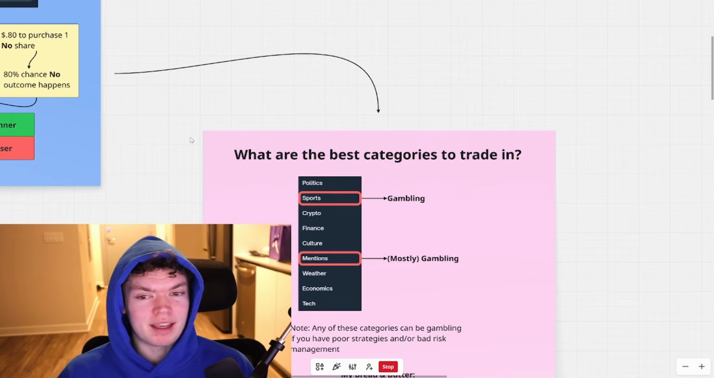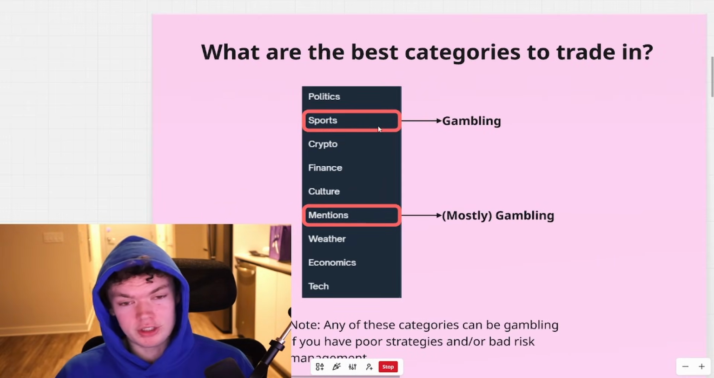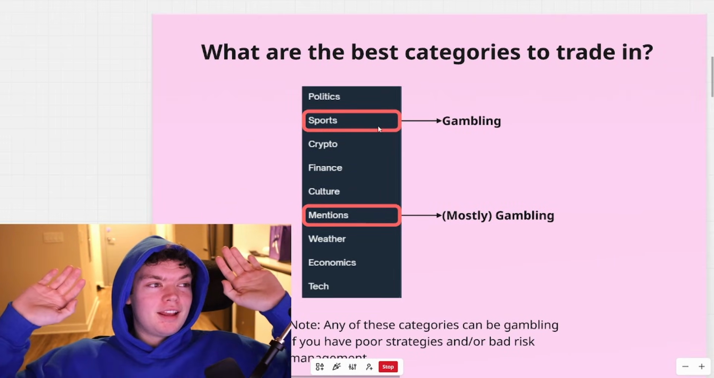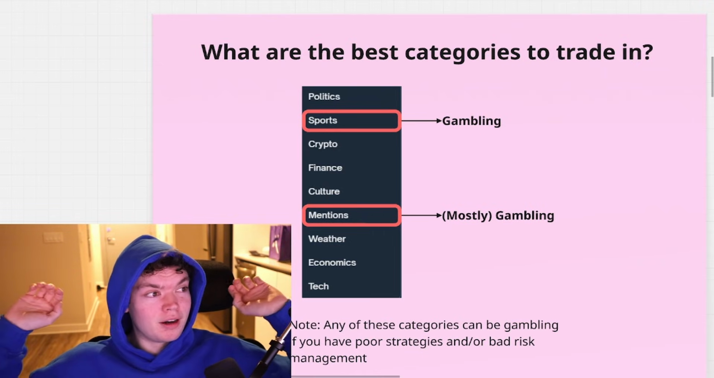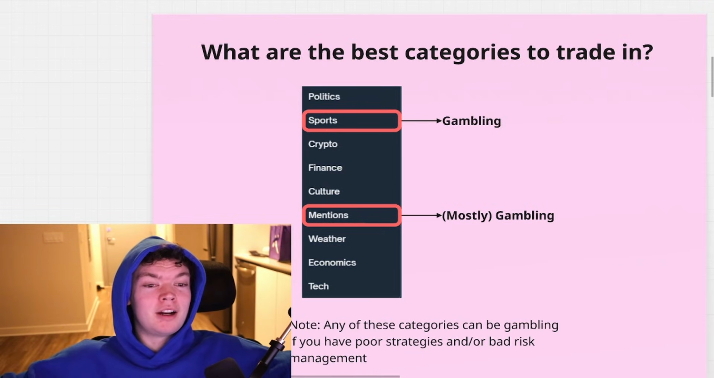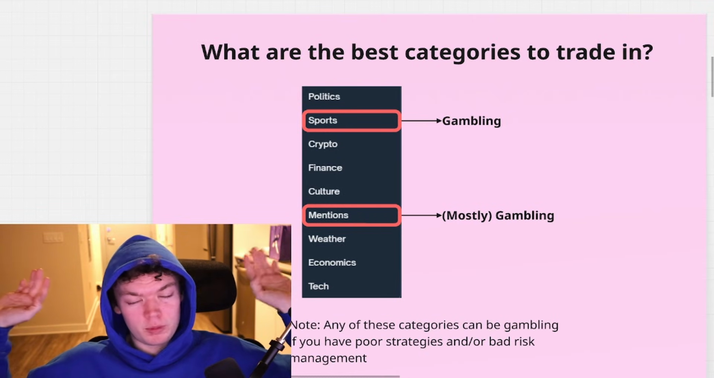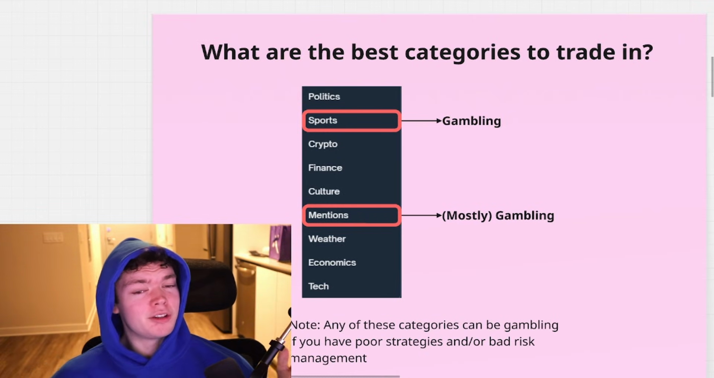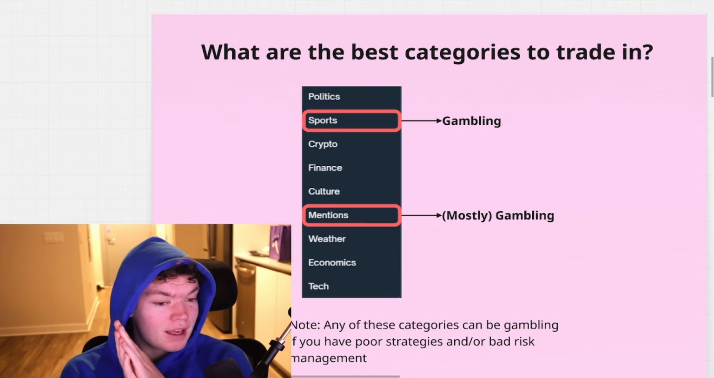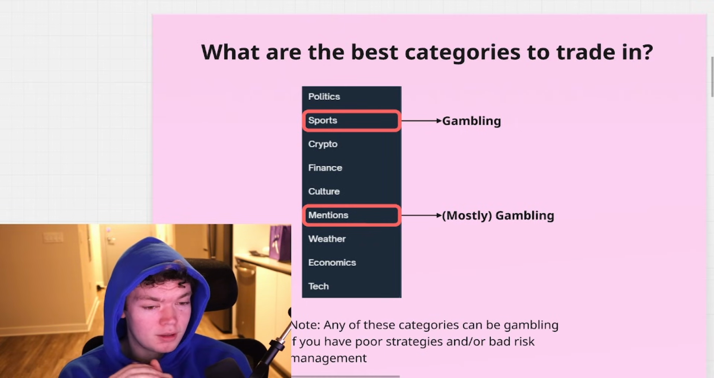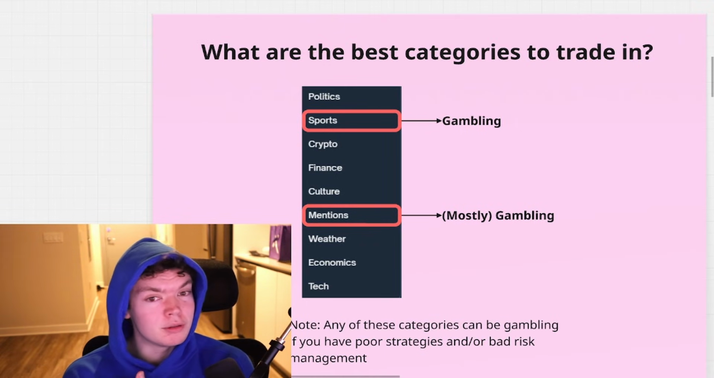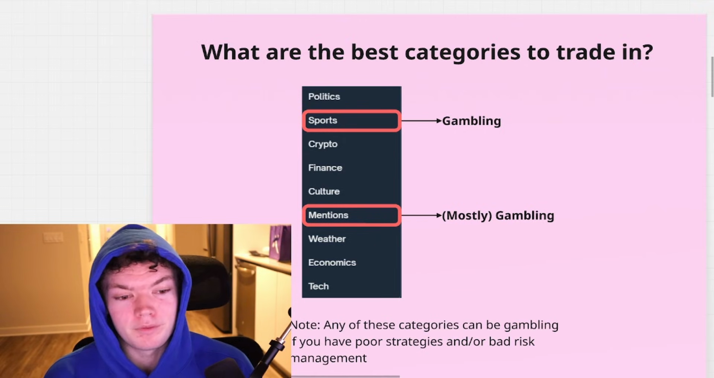So what are the best categories to trade in? First off, sports. No. Okay, it's gambling. We're not here to sports gamble. We're not here to bet on Hail Marys. Don't do sports. Although you can make money in sports markets with different strategies. Like I have a bot that can make me money in sports markets. But overall, don't do sports. You're just losing money for the most part.